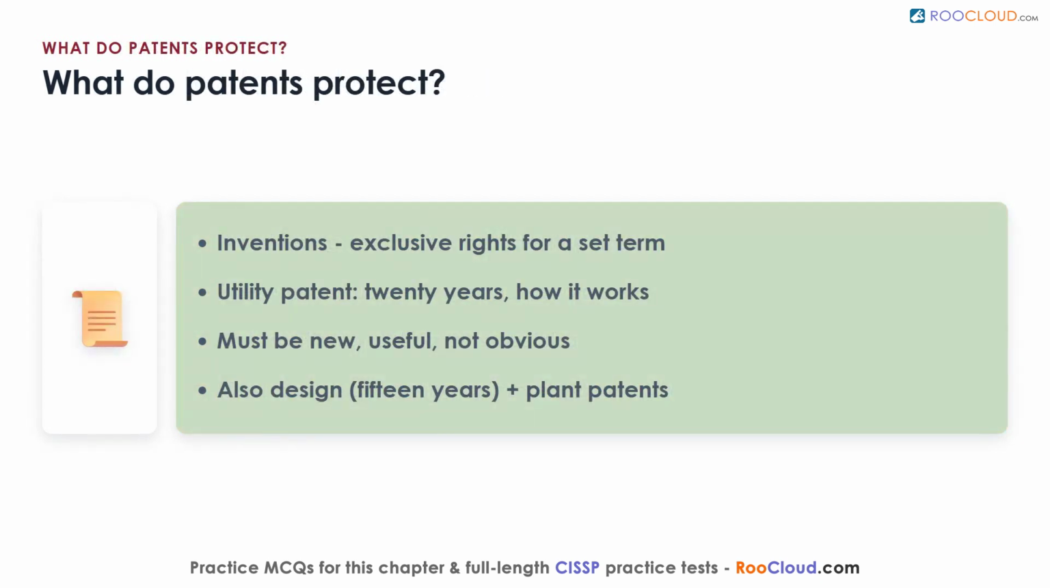What do patents protect? They protect inventions, giving the inventor exclusive rights for a set period before the invention enters the public domain. A utility patent, the main type, lasts 20 years from the application and covers how something works. To qualify, an invention must be new, useful, and not obvious. There are also design patents, which cover only the appearance of a product and last 15 years, and plant patents for new plant species. Picture a temporary monopoly. In exchange for publishing exactly how your invention works, you get years of exclusive use. Then everyone may build on it.